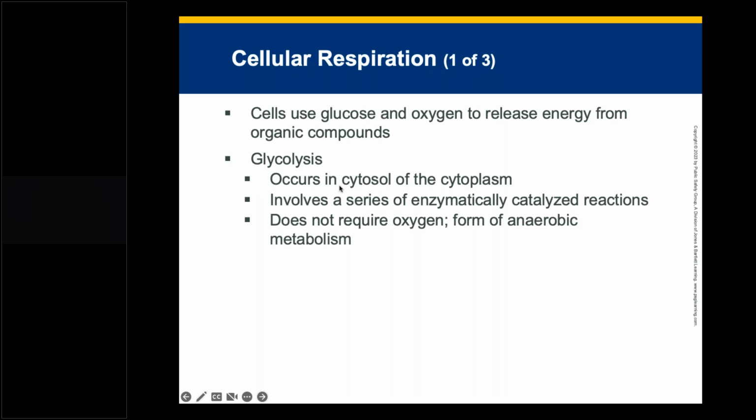Cellular respiration. This is kind of important for us because this is how we get oxygenated. Glucose moves back and forth. Cellular respiration is where the cells use glucose and oxygen to release energy from an organic compound, which requires three types of reactions: glycolysis, the Krebs cycle, and the electron transport chain. The result of cellular respiration is carbon dioxide, water, and the high energy molecule ATP, which is adenosine triphosphate.